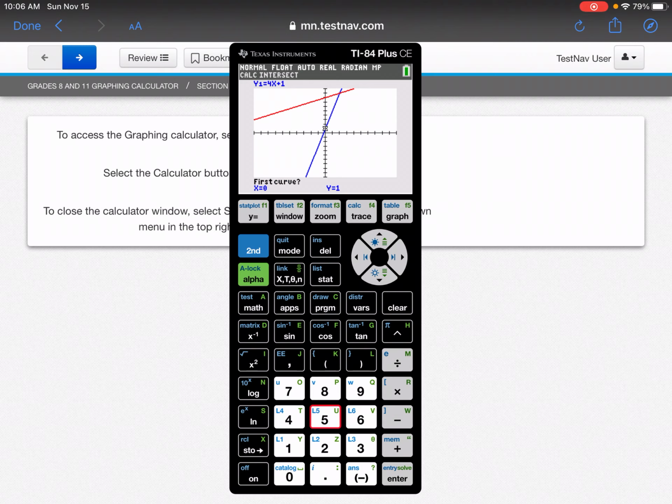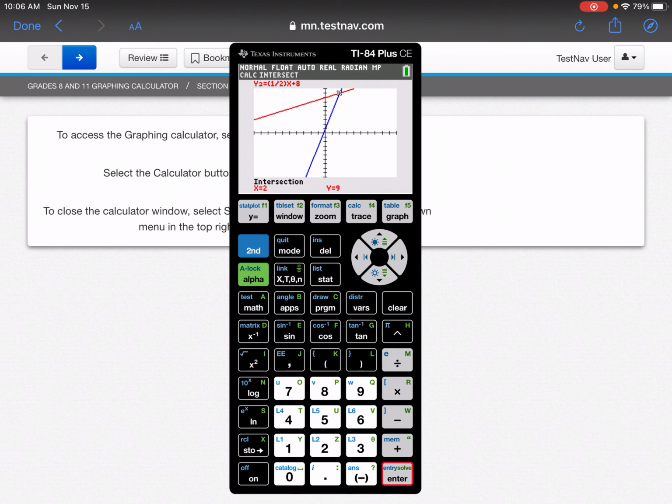It'll put a cursor on the first line. You're going to press enter. It's going to put a cursor on the second line. You're going to press enter. Sometimes you'll have more than 2 lines in upper level math classes, so we just want to pick the 2. It'll say, do you want me to guess? I'm just going to press enter one more time, and then it'll put the cursor where they cross.